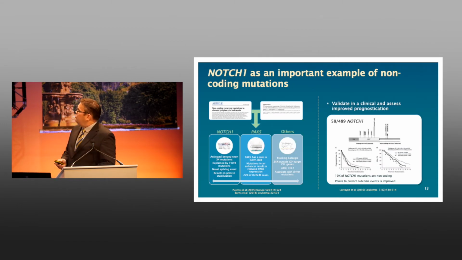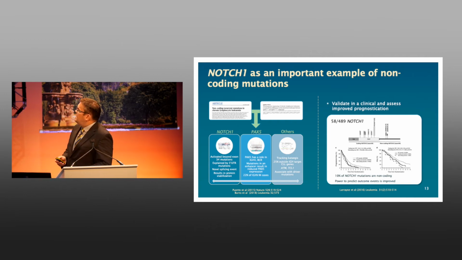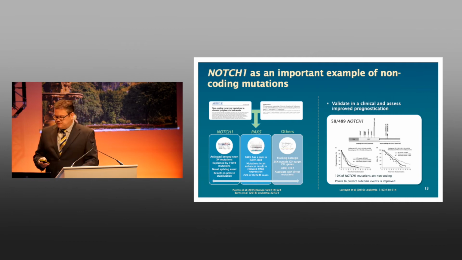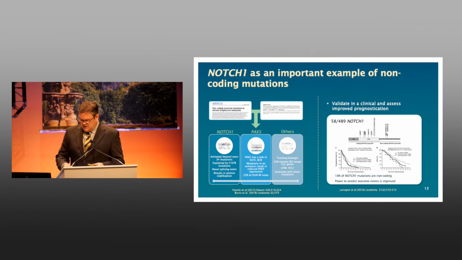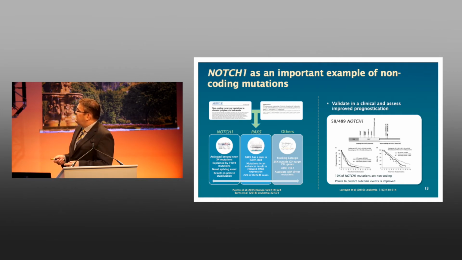So let's move on to non-coding mutations. There's been a lot of work put into deconvoluting the complexity of the non-coding genome. Several key features have been found. I just wanted to mention quickly the importance of Notch1. We know that Notch1 is activated regardless of exon 34 mutations, and this is partially explained by a 3' UTR mutation, which results in splicing, truncation of the transcript, and protein stabilization.